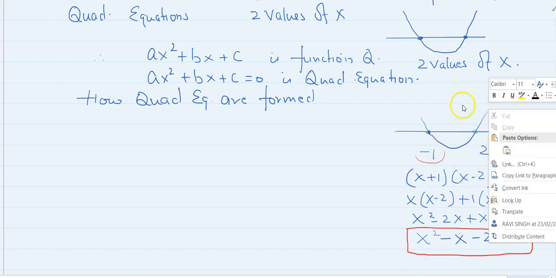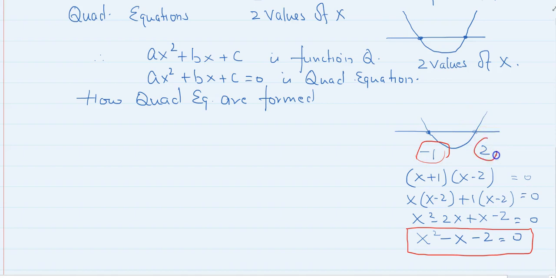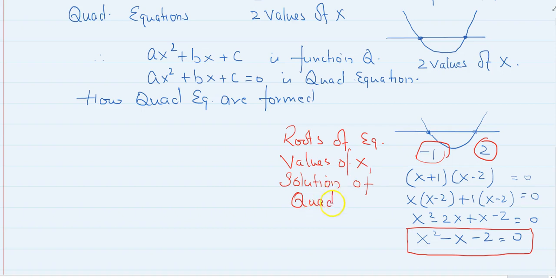These values are called roots of equation, or the values of x, or the solution of quadratic equation. So if an equation is given to you in this form and it is asked to find the roots of the equation, so you have to find these roots, values of x is the same thing, or the solution. This is the solution, x is equal to minus 1 and x is equal to 2.